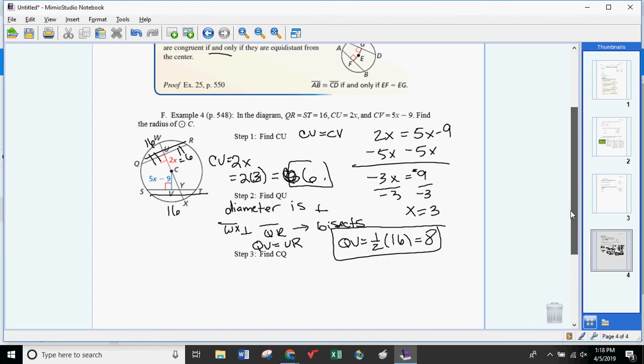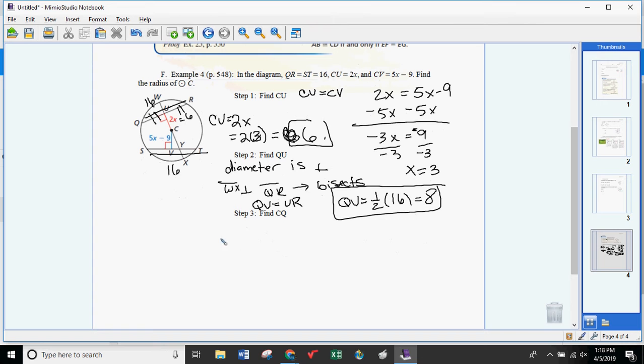And then finally, find CQ. CQ is going to take a little bit more work. Again, I know that CU is 6 and QU is 8. CQ is this distance right here. So if I rewrite this, perhaps you'll see it better. I have our old friend, the right triangle. So we said this side was 6, this side was 8, so I'm going to use the Pythagorean theorem.